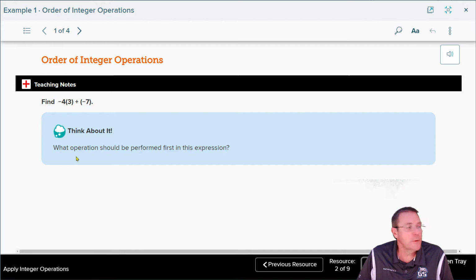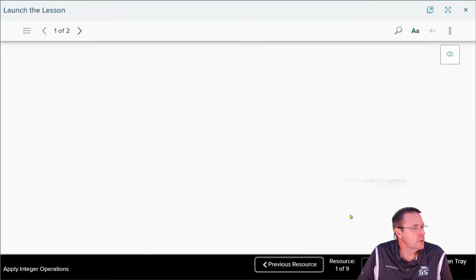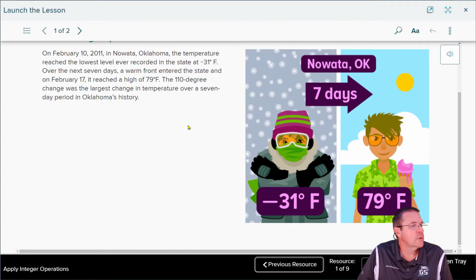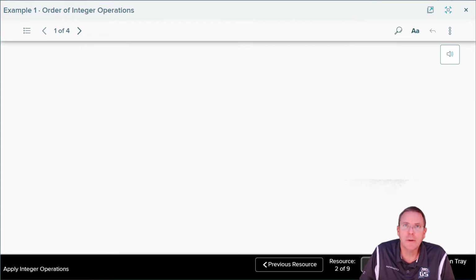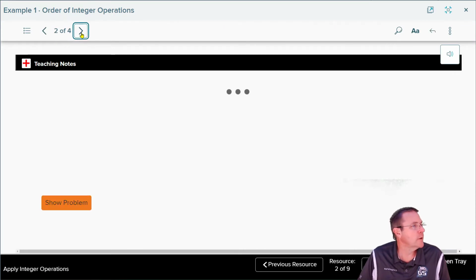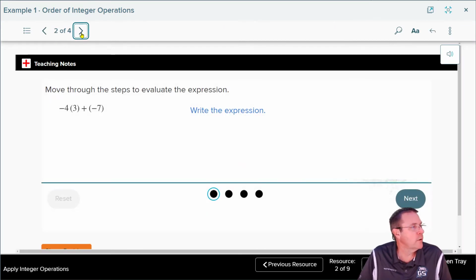So for this problem, let's first see if I've missed anything in the launch lesson that is of value to us. I don't think so. Nope, nothing about PEMDAS there. They're just expecting you to remember it. So, diving in, you've got a problem that starts off as -4 times 3 plus -7. Let's see how they work it, and then if need be, I will rework it my way.